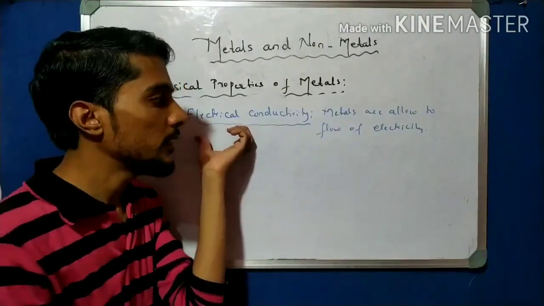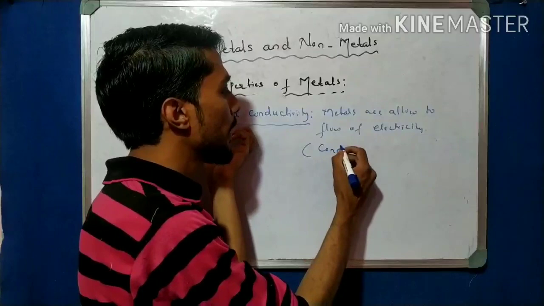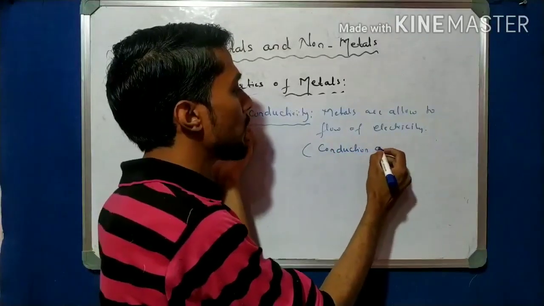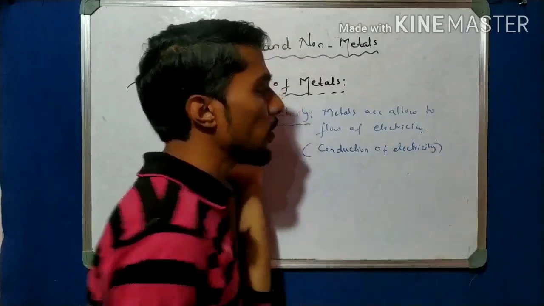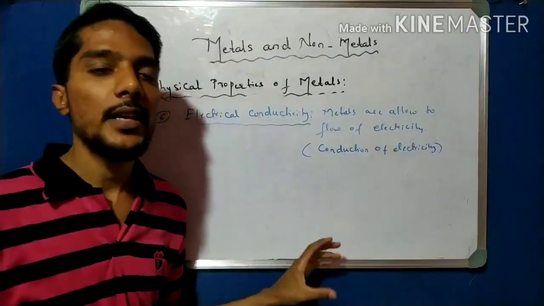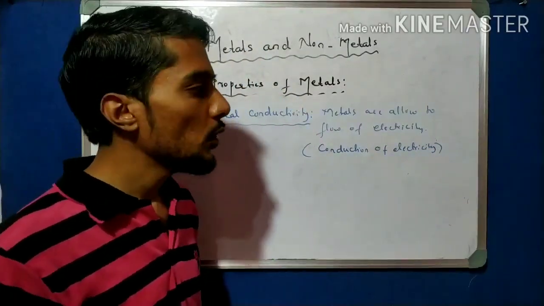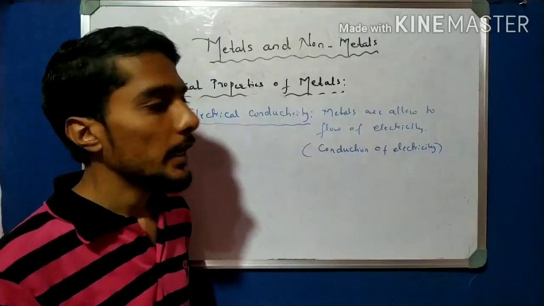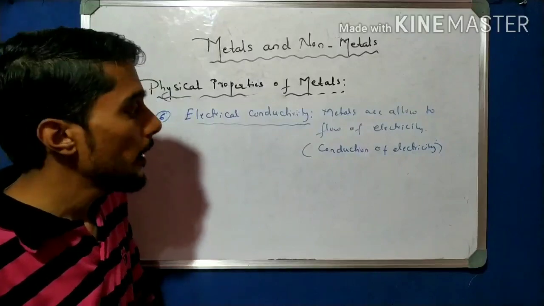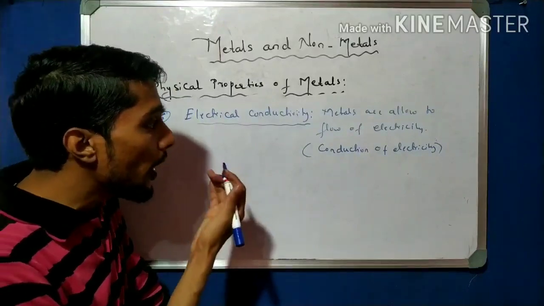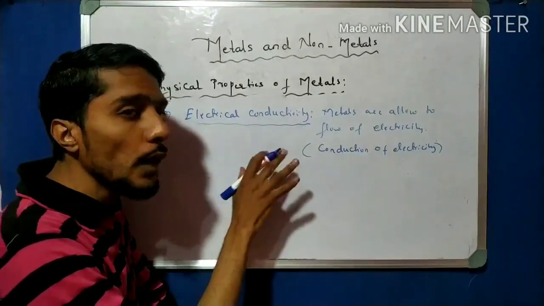The conduction of electricity, or electrical current. For example, copper wire is there, iron is there, silver is there. These are good conductors of electricity. So these are electrical conductivity. Now how do I check this property?